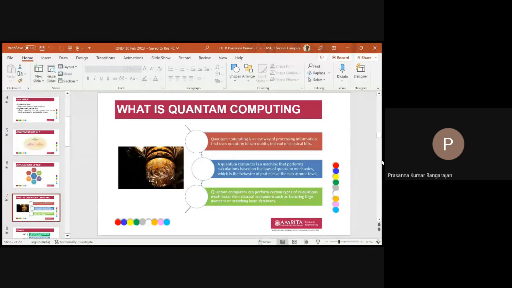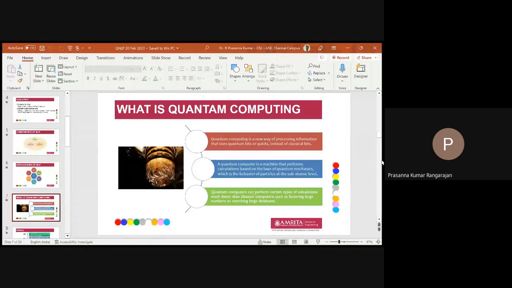So quantum computing is a new way of processing information. And of course, there are a number of quantum computers available. It's not in the commercial stage, but a few of the leading organizations have got quantum computing capabilities installed in their premises. And of course, they give access to researchers also, particularly companies like IBM.